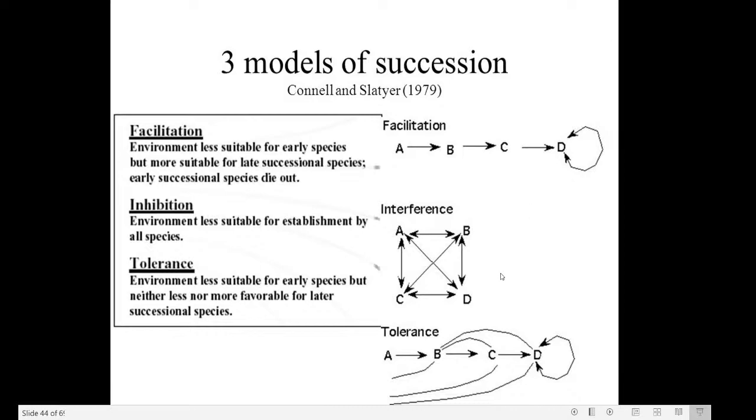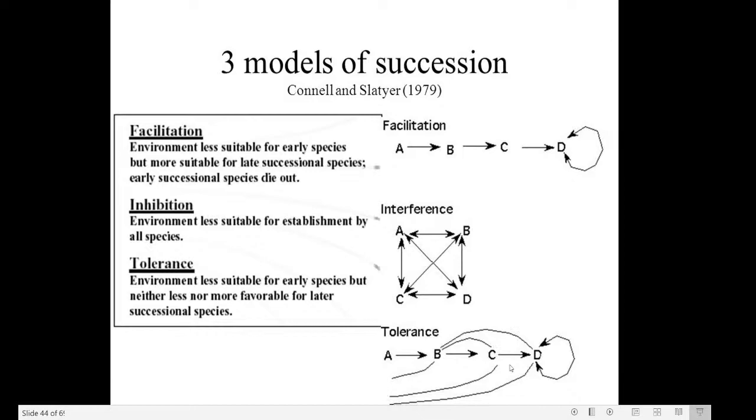Inhibition model, in the interference: A makes B, B makes D, but D or C can inhibit A. Here the inhibitions are routine ones. Tolerance: A makes B, producing B species, and B produces C species, or A may produce C. This is a continuous process.